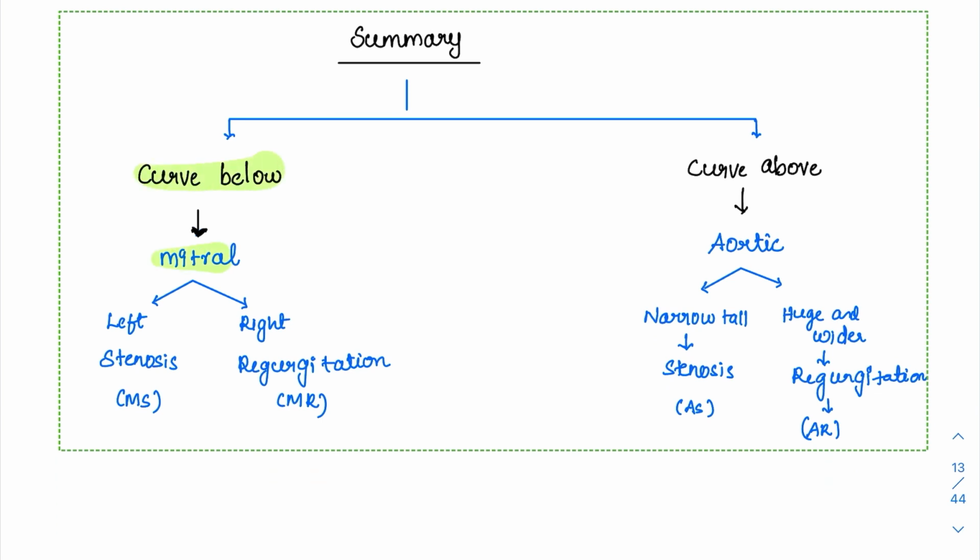Curve below, mitral; left, stenosis. If it is going to the right, regurgitation, R for R. Then aortic: the curve will be narrow and tall in case of a stenosis, then huge and wider in case of a regurgitation.